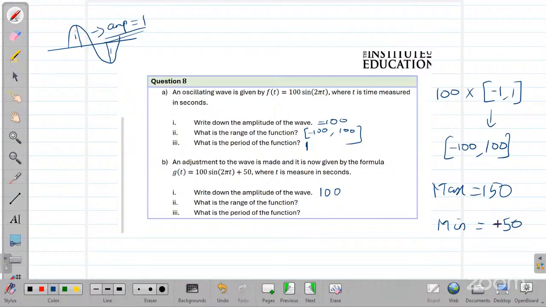And what about the range? The range is maximum and minimum here. So it's -50 minimum, comma, 150 as the maximum. The period of the function will not change. The period of the function is still 1. Okay. So these are all the answers.